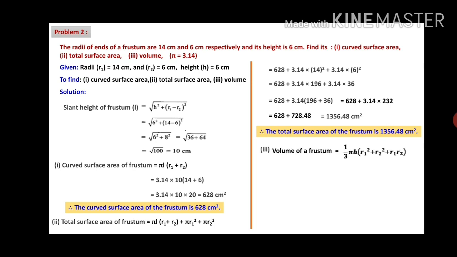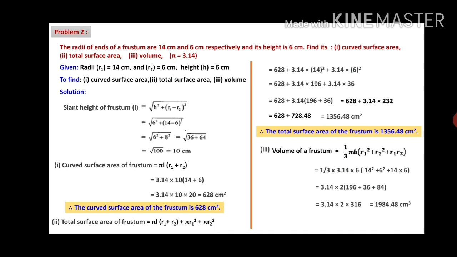Volume of the frustum is equal to 1/3 pi h into bracket R1 square plus R2 square plus R1 into R2 bracket complete. Now we'll substitute the values of h, R1 and R2. The step will be 1/3 into 3.14 into 6 into bracket 14 square plus 6 square plus 14 into 6. So which will be 3 1s are 3, 3 2s are 6. So 3.14 into 6 into bracket 196 plus 36 plus 84.